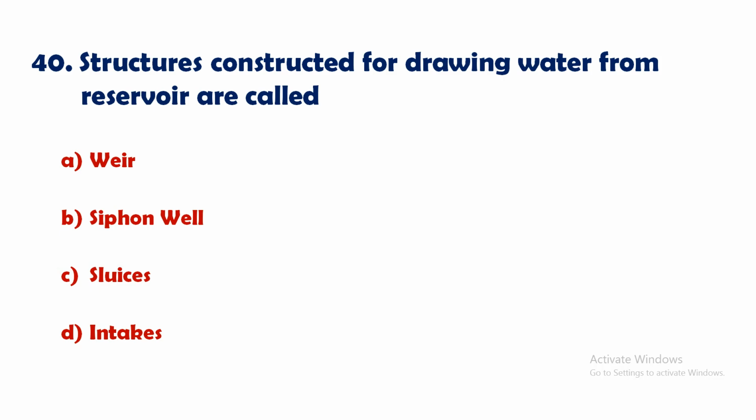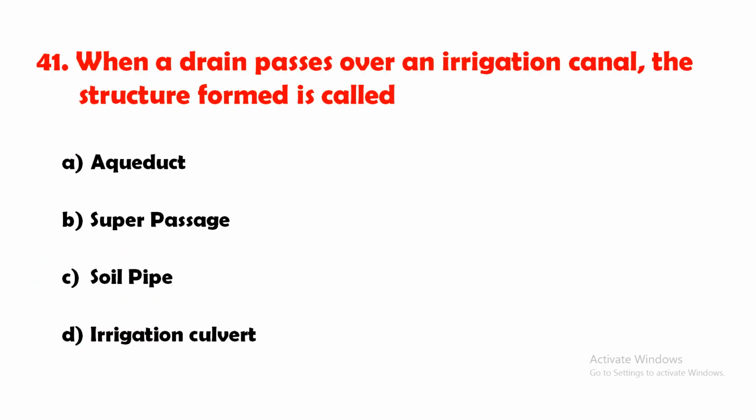Structures constructed for drawing water from reservoir are called as: weir, siphon well, sluices, intakes. The structures constructed for drawing water from reservoir are called as sluices.